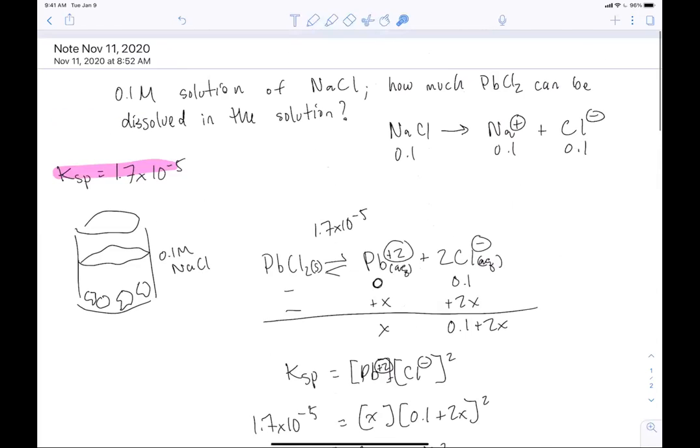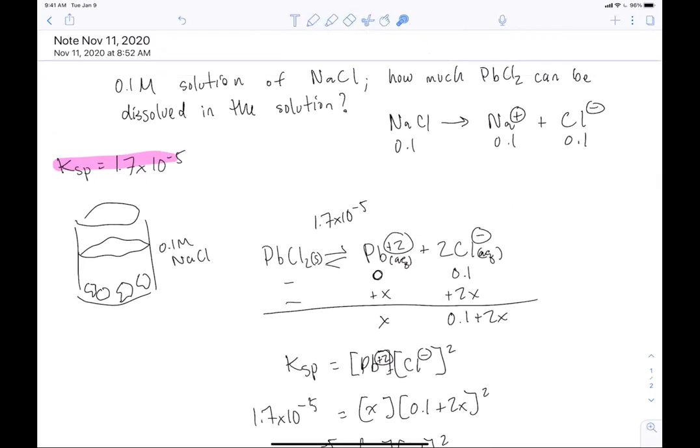Yeah, asking how much lead chloride can be dissolved in the solution is kind of a weird way to say it. I think maybe a better way, let's see, how would I say that? How much lead? 0.1.